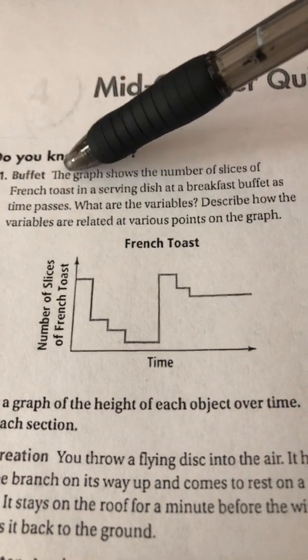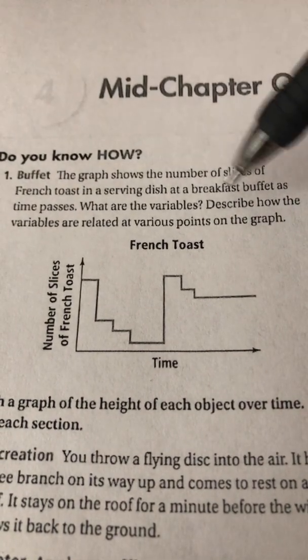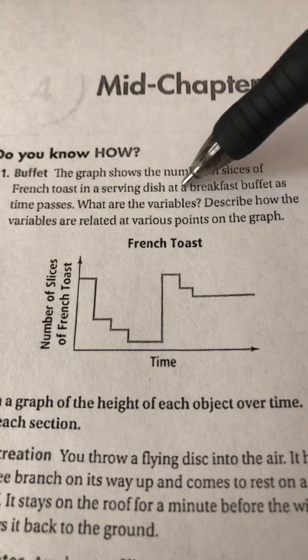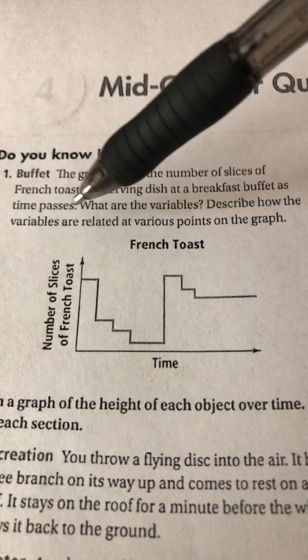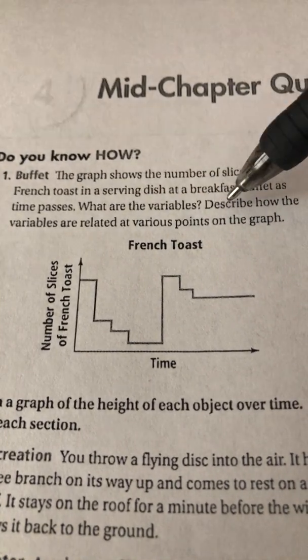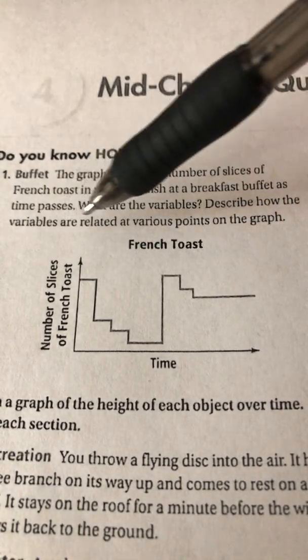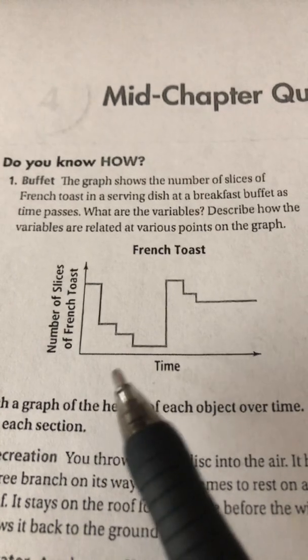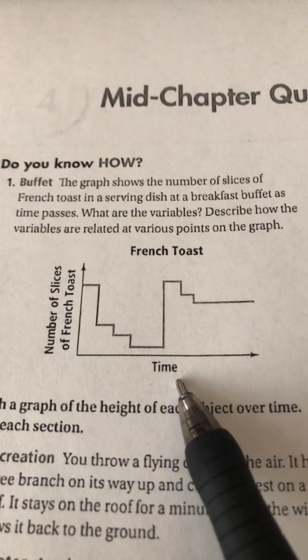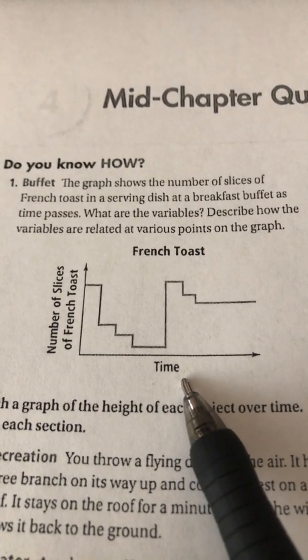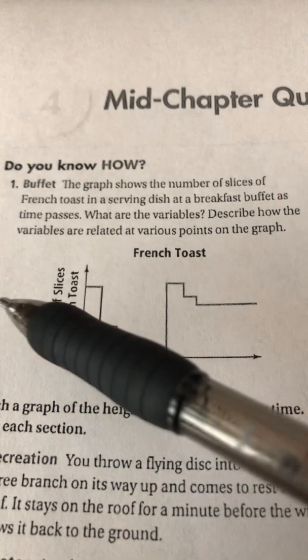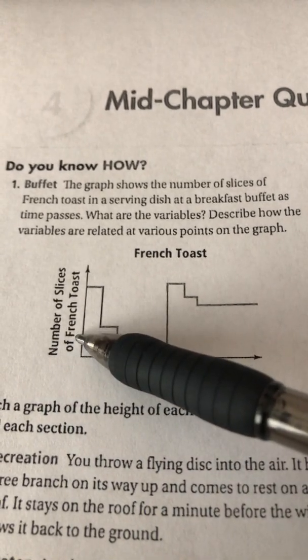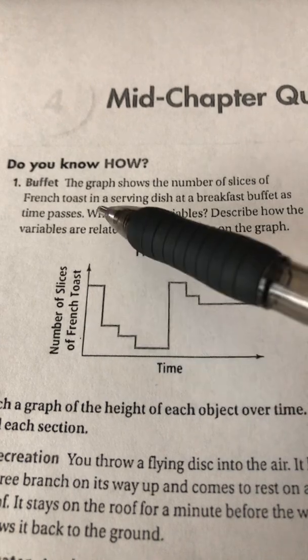Number one. The graph shows the number of slices of French toast in a serving dish at a breakfast buffet as time passes. What are the variables? Describe how the variables are related at various points on the graph. All you're going to do is label the variables, and you're going to have time being the independent variable here, and the French toast slices being the dependent variable.